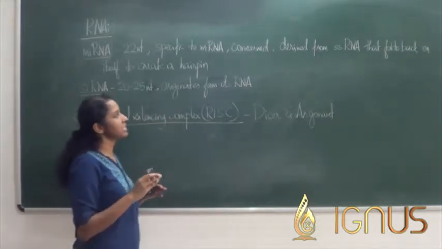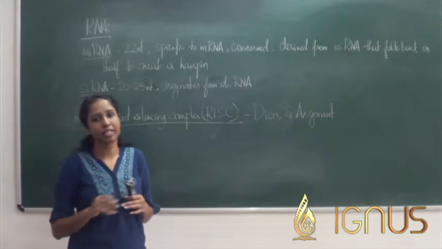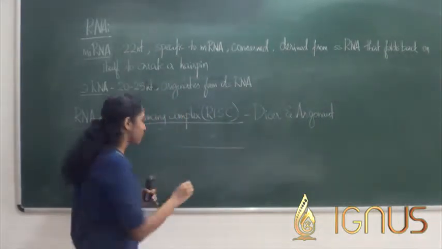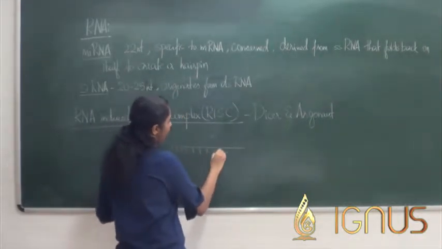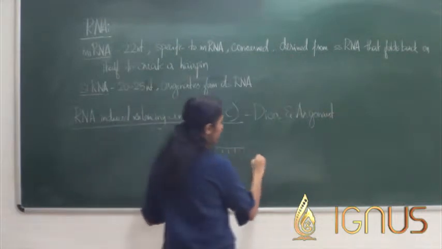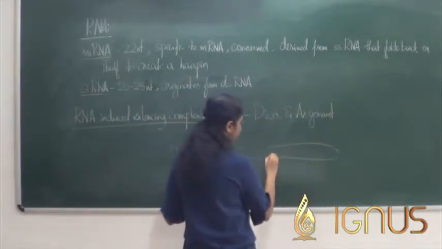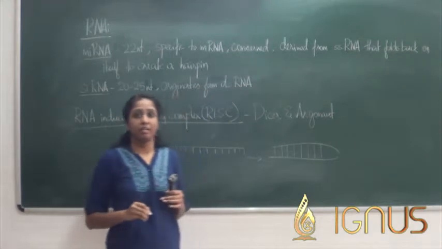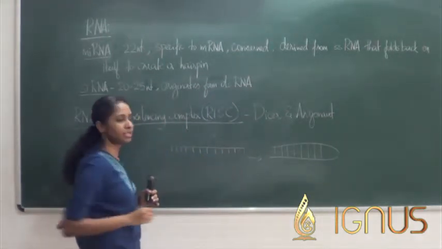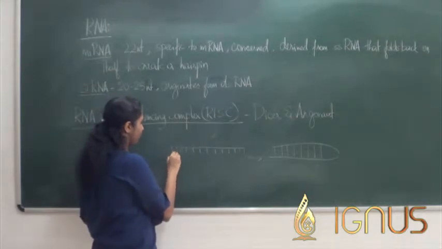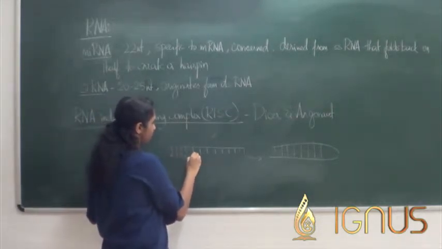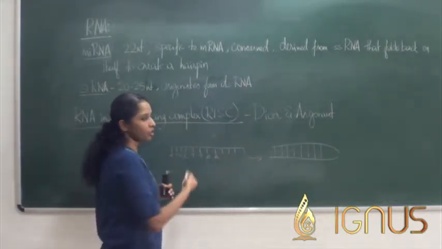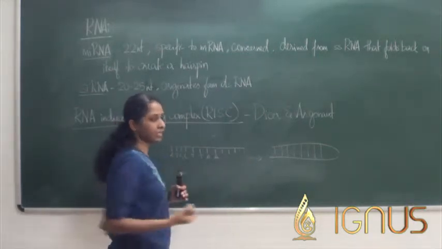It is derived from single strand RNA that folds back on itself to create a hairpin loop. So miRNA is a single strand RNA molecule. So you have a single strand RNA molecule, and this RNA molecule is going to fold back on itself in this way, and it is going to form base complementarity bonds. So this single strand RNA is of course going to have nucleotides like A, T, G, C, T, T, A, etc.